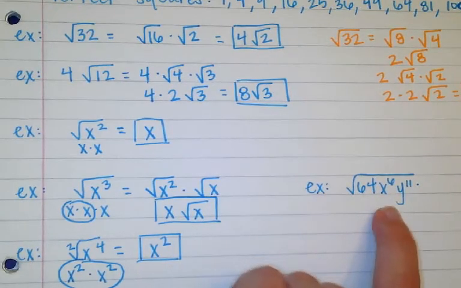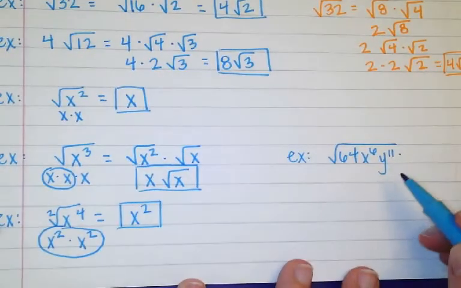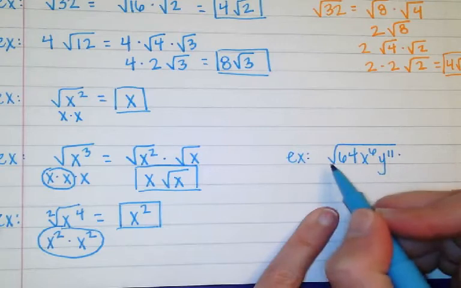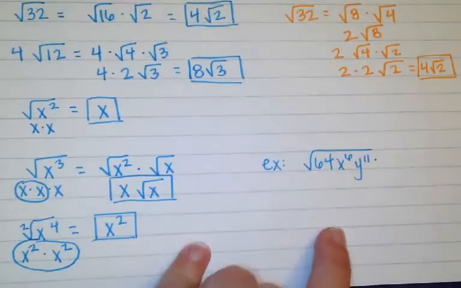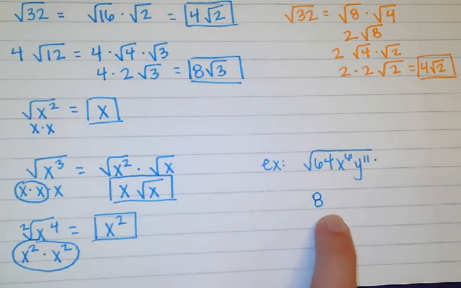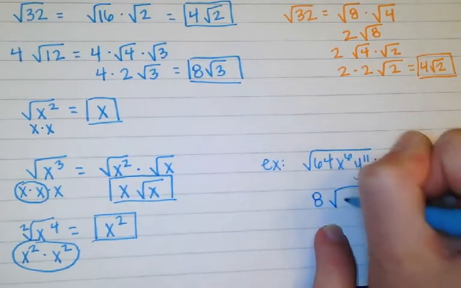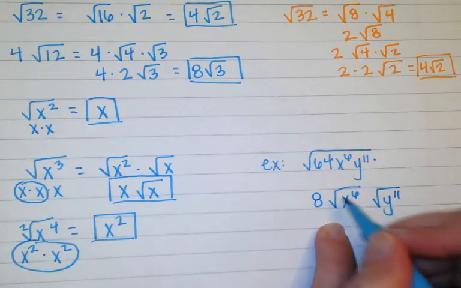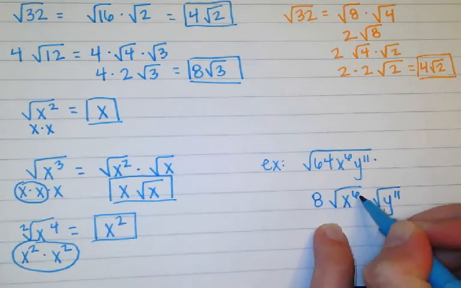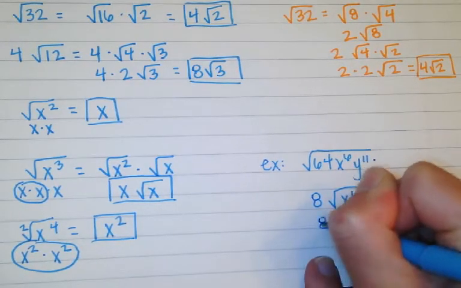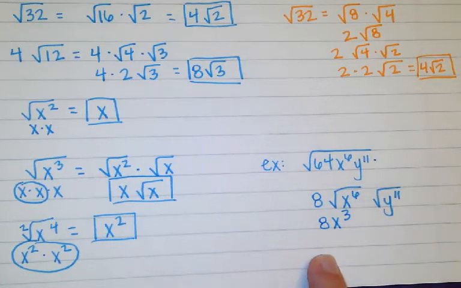So let's try it on a more difficult example. If it has numbers and variables, then we want to go ahead and find the square root of each separately. So the square root of 64, oh, that's actually a perfect square. So that would be 8. Okay, then I need to take the square root of x to the 6th and the square root of y to the 11th. So I want you to think about how many groups of 2 go into x to the 6th. There would be 3 groups. So this would be 8x cubed.